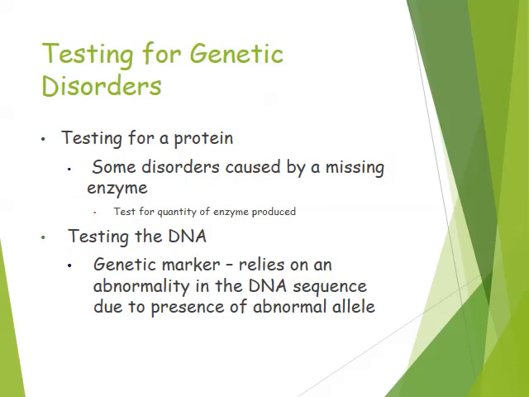Many other genetic disorders exist that are not due to chromosomal abnormalities, but to defective genes. A disorder due to a defective gene indicates that not enough of a specific protein is being manufactured, or the protein that's being manufactured is defective. DNA tests are done to look for genetic markers. Genetic markers indicate abnormal alleles.